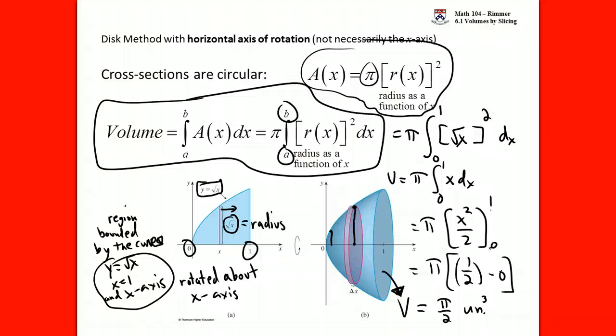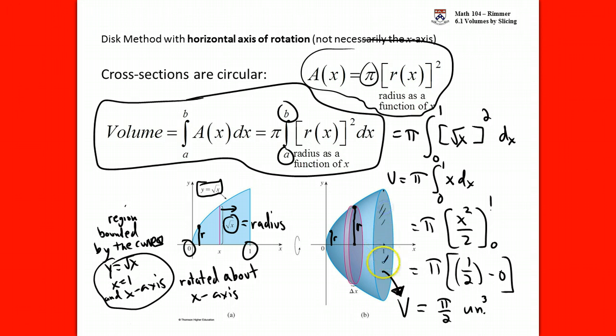Questions on this example? Yes? How did you get the radius equals root x? Okay, so I guess it's a visual thing. You have to picture, as this thing moves, this distance here is exactly the radius. What is that distance? It's the distance up to the function. It's going to change, right? Here, the radius is a smaller distance. It's the distance up to the function. By the time you're here, it's going to be a radius of 1.